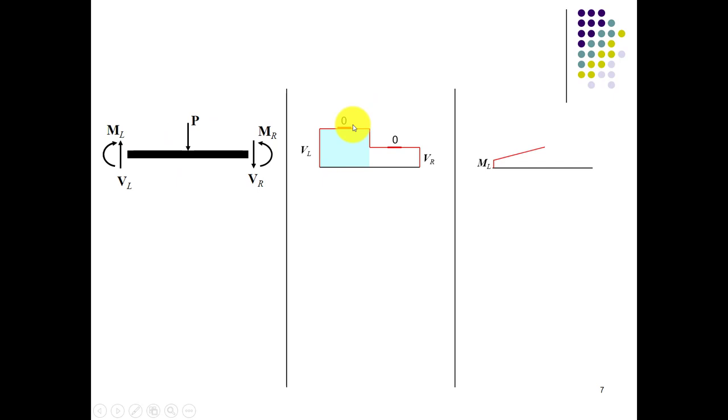If it's a UDL, the shear force would be a 1 degree curve and the moment would be 2 degree. If the loading condition is UVL, uniformly varying load, then you will have a 2 degree curve of shear and a 3 degree curve of moment, which would be bulging concave, bulging outward or inward, depending upon the scenario of the shear. We will discuss it later on.